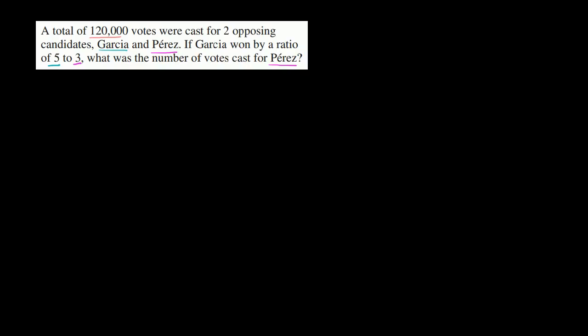They're telling us that the ratio of Garcia's votes, we'll call G, the number of votes Garcia got, to Perez's votes, P for Perez's votes, that ratio is 5 to 3. So for every 5 votes Garcia got, Perez got 3 votes. So using this information, can we figure out the ratio of Perez's votes to the total number of votes? And the total number of votes is going to be Garcia's votes plus Perez's votes. So what's this going to be?